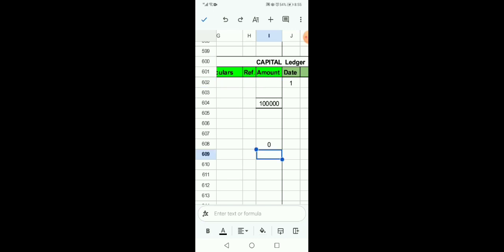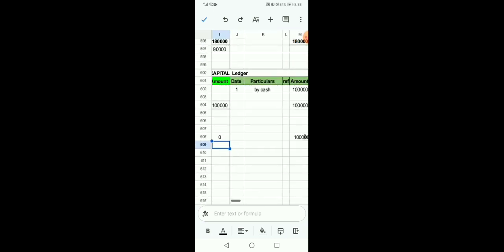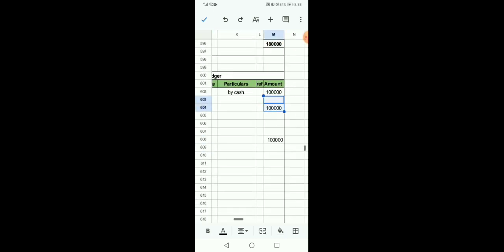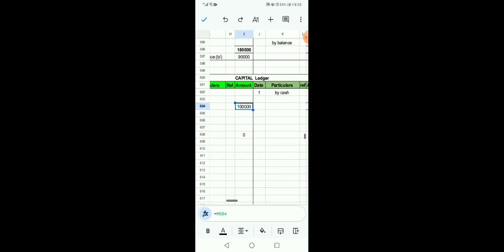This is the way we balance. Now 2 steps are completed. Focus upon those 2 steps. What we have done: total of credit side, total of debit side, comparison, larger amount, and we have put the larger amount on total of both sides. Which side is less? That was debit side, and whatever is less you will write over here as a balance.